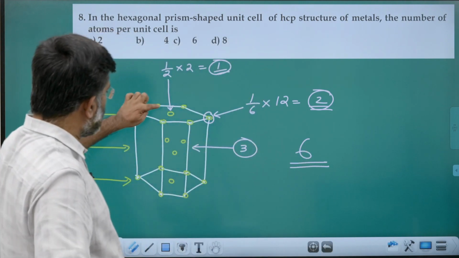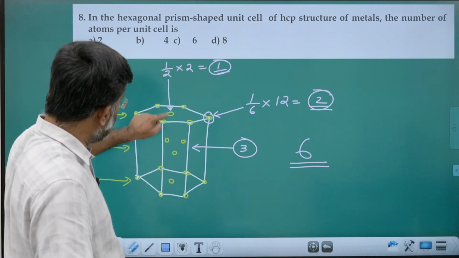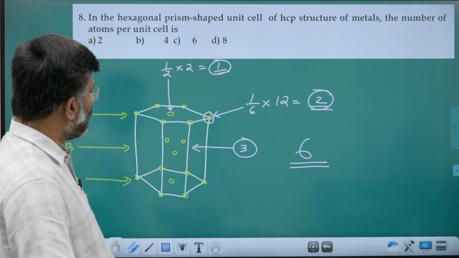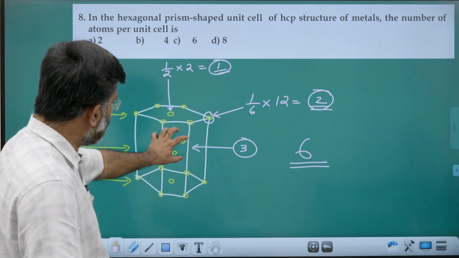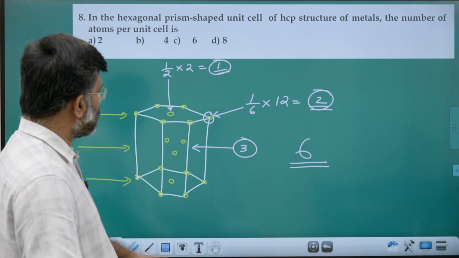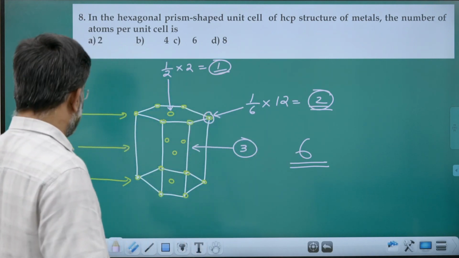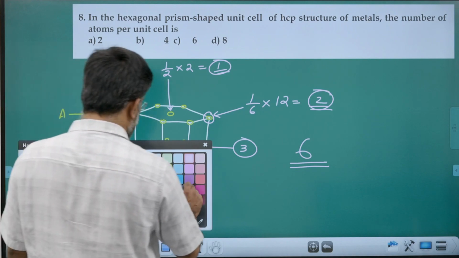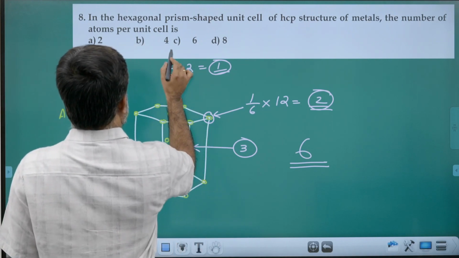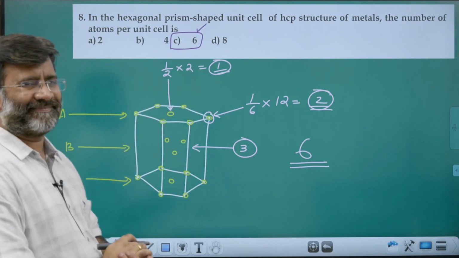Now face center contribution as usual, half. So half into 1 here, 1 here. So half into 2, 1 particle. And these 3 particles are in the entire unit cell itself. So it is 3 particles. So it is 3 plus 2 plus 1, 6 particles, and the answer is option C. That is the correct answer. Right?